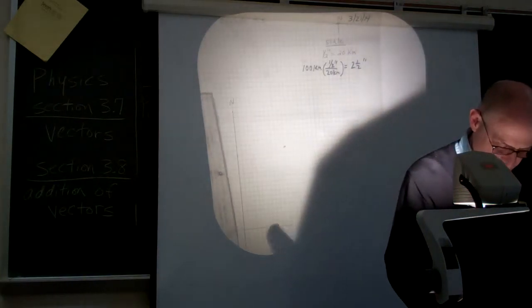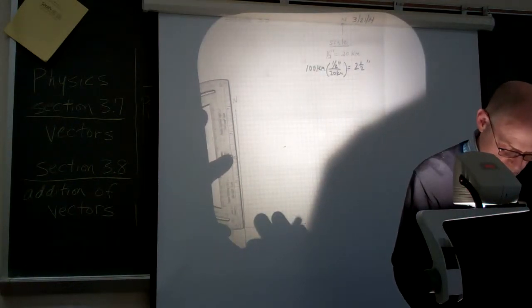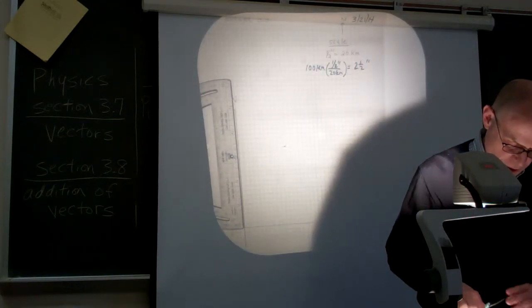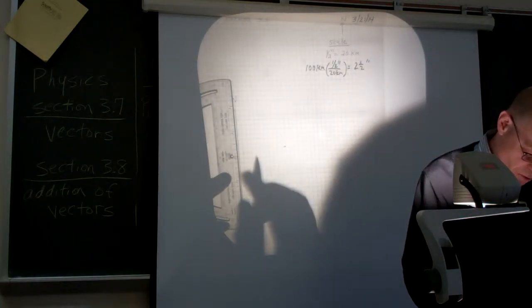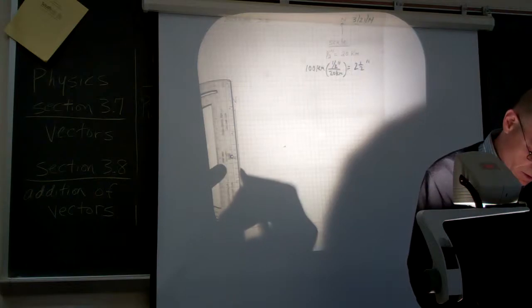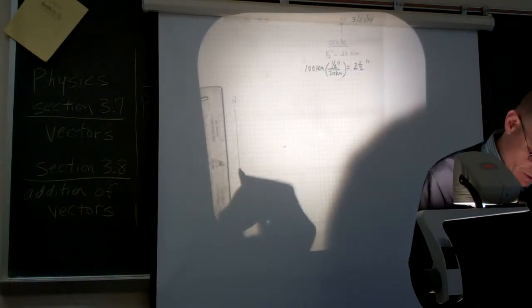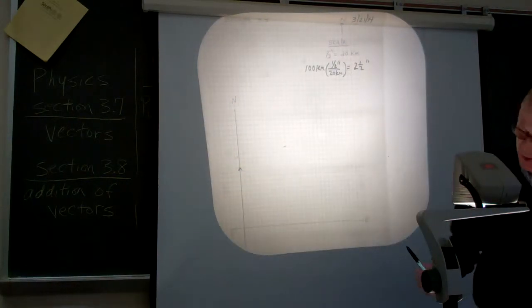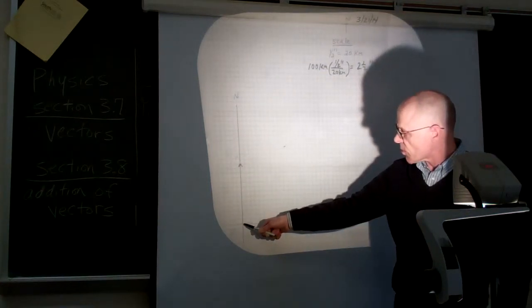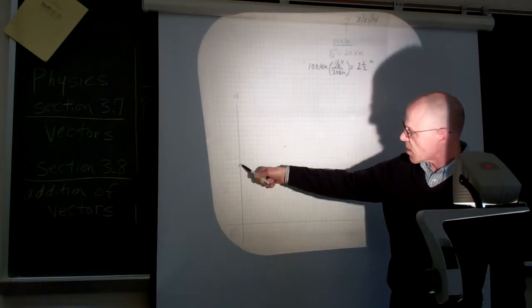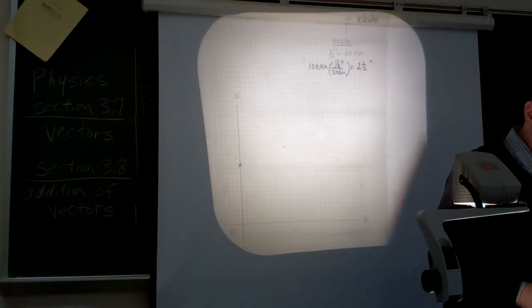All right, so now I know 2.5 inches for the first vector due north. So let me mark that out so you can be following along here. So 2.5 inches will be right up here. So there's the first vector right there. It goes from the origin of the axis up to that point.